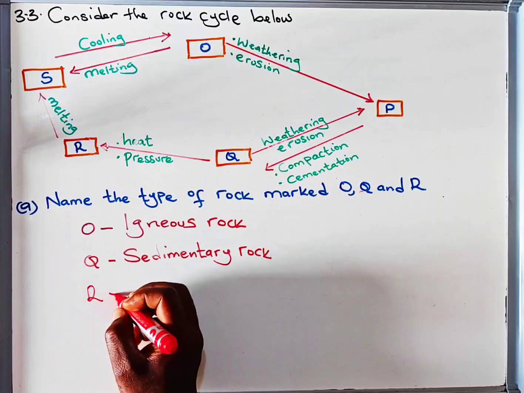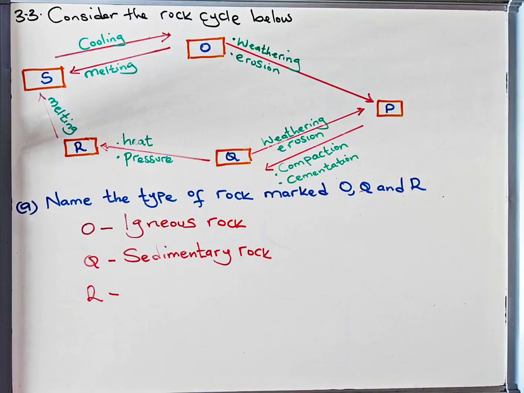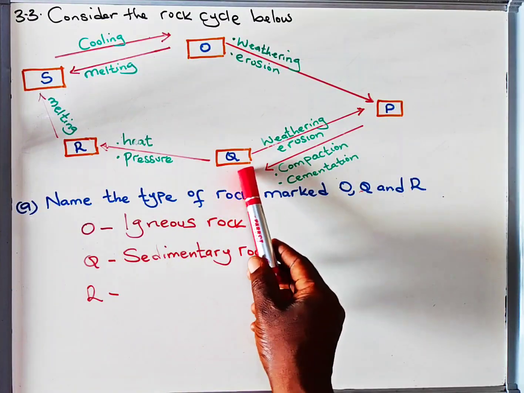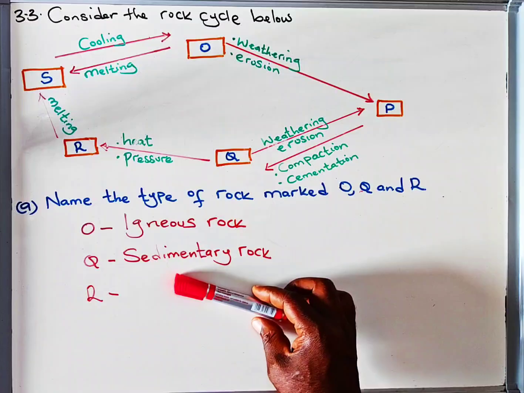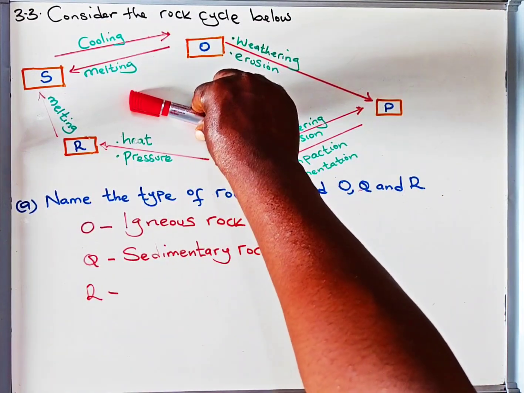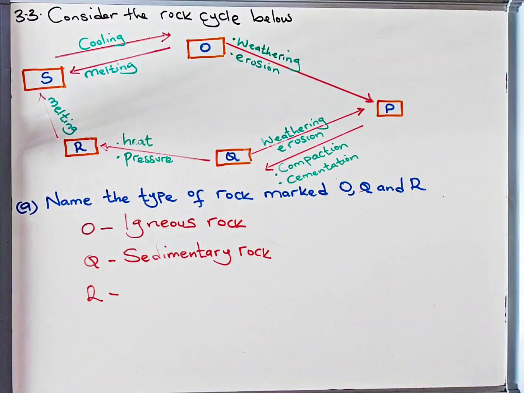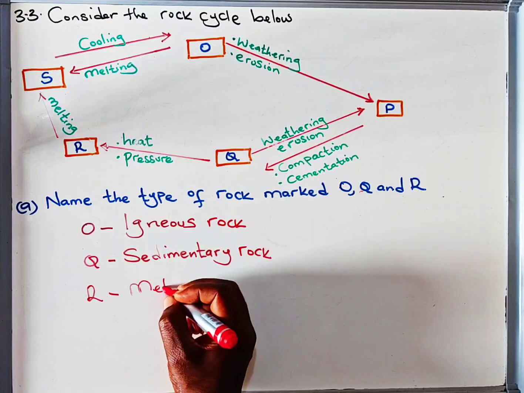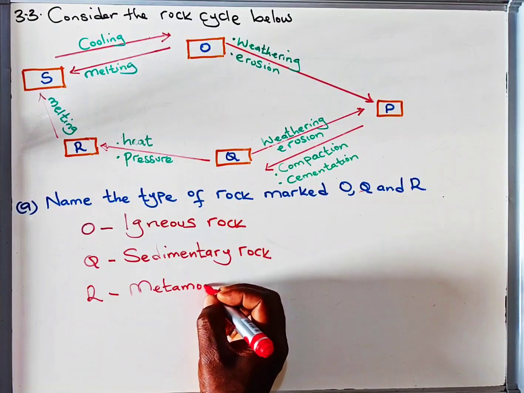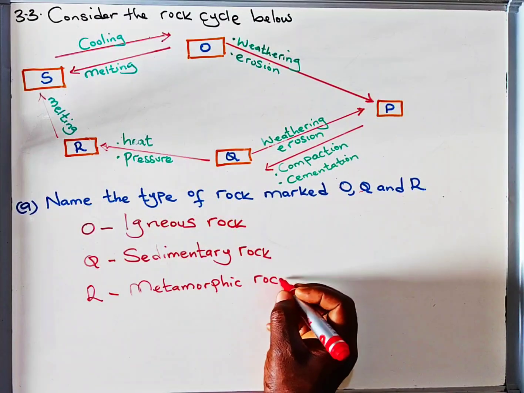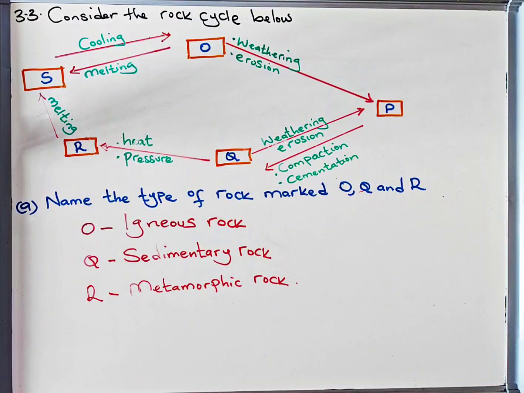Then we go to R. R is a type of rock formed from Q. We have already identified Q as sedimentary. So when sedimentary rock is subjected to high pressure and heat, it turns into metamorphic rock. Yes, that is it.